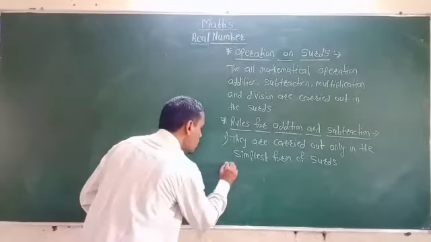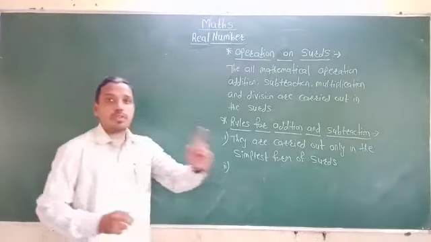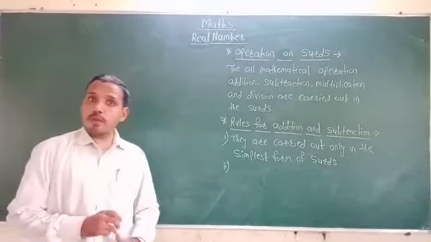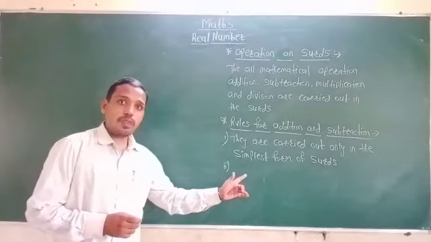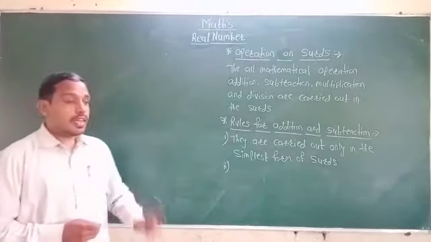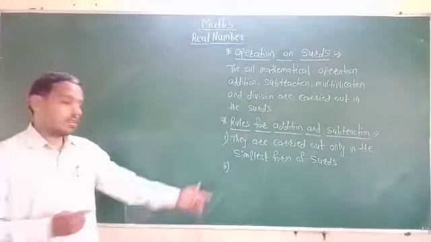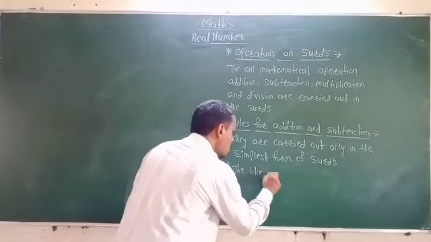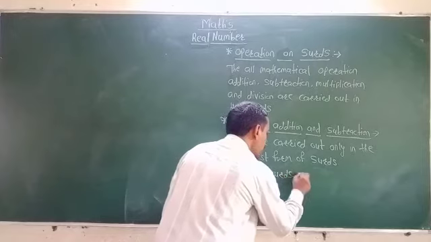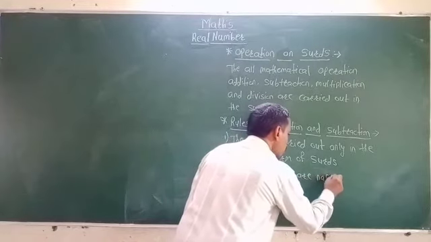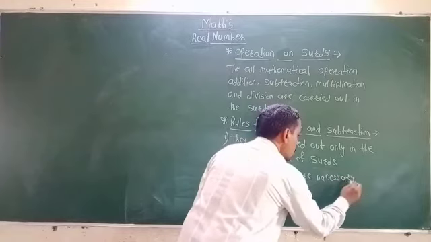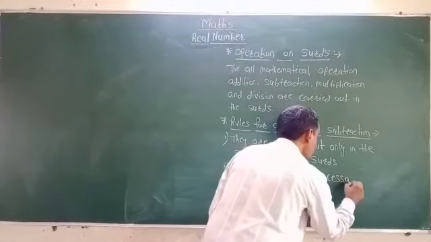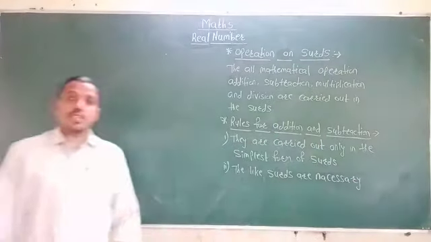So the second rule: not only the simplest form of the surds is important, the like surds are important. That means the simplest form and like surds, then addition and subtraction are carried out. Then the second rule is, the like surds are necessary.